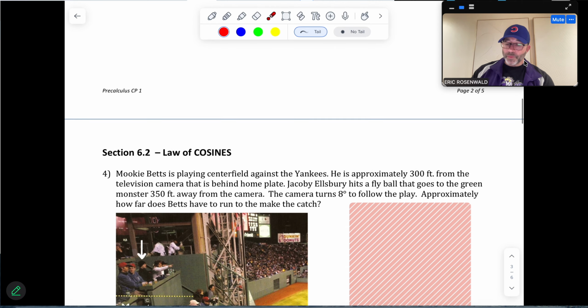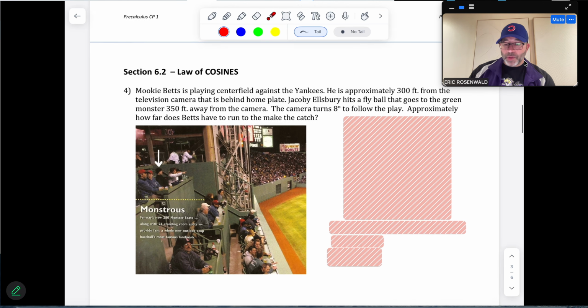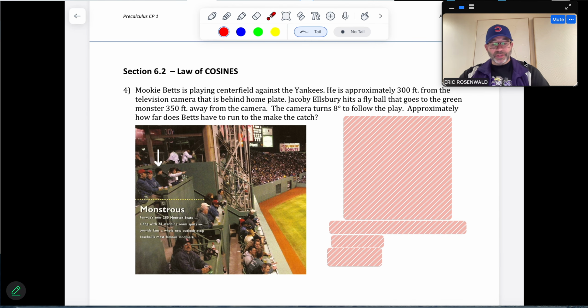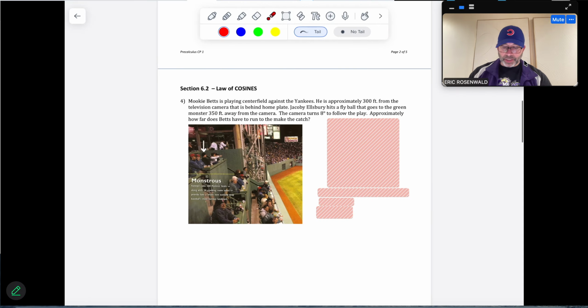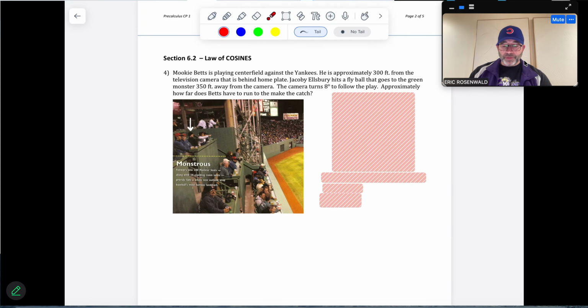Okay. Let's look at another example here. So in this case, Mookie Betts is a player. He's a center fielder for the Yankees. He's approximately 300 feet from the television camera. So now try to think about what the scenario looks like, right? We've got a baseball field. I'm going to go ahead and draw the baseball field. Okay. He's 300 feet. I should probably finish reading it. He's approximately 300 feet from the television camera.